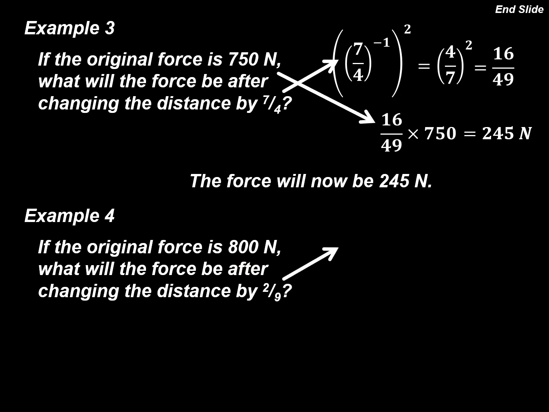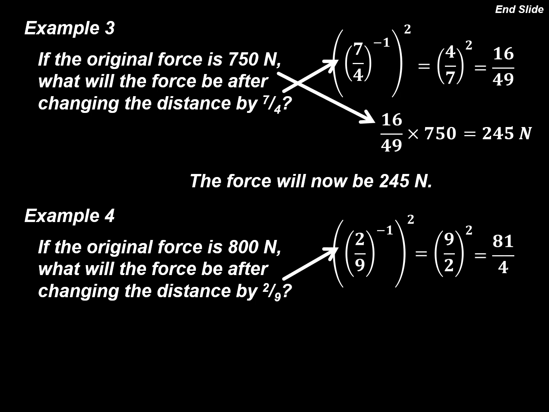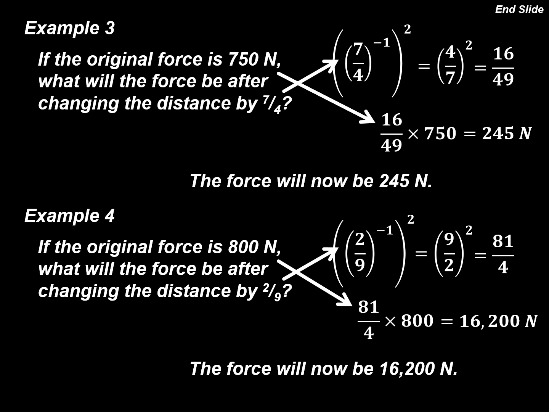All right, so the inverse square of 2/9, we take the inverse of that, we get 9 over 2. And then that squared is going to be 9 squared over 2 squared, which is 81 over 4. So that's 81/4 of our original force, and we multiply that by original force, which is 800 newtons. And you should get a force of 16,200 newtons. So if our original force was 800 newtons, and then we change the distance by 2/9, our new force is now going to be 16,200 newtons.